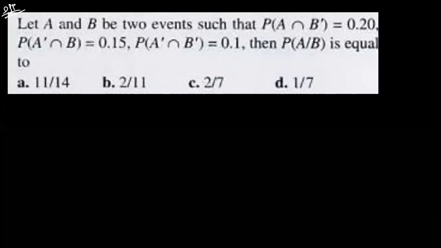Next one. This one also. Let A and B be two events such that P of A intersection B dash is equal to 0.20, P of A dash intersection B is 0.15, and P of A dash intersection B dash is 0.1. Then what is the probability of A by B? That is the question. How to solve it? Now see.